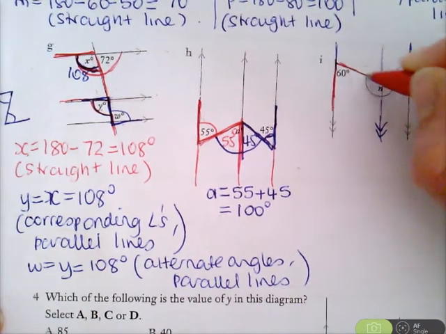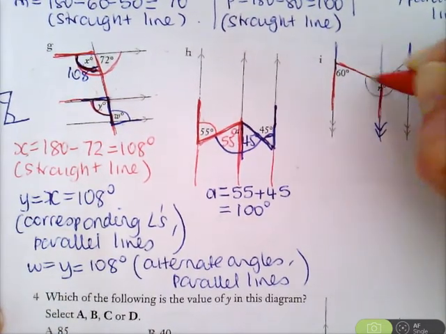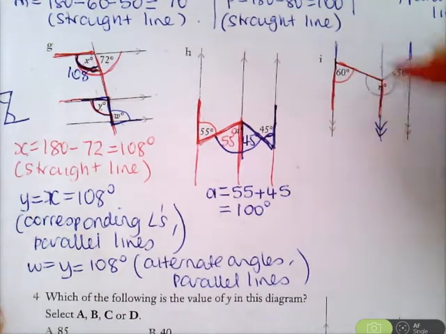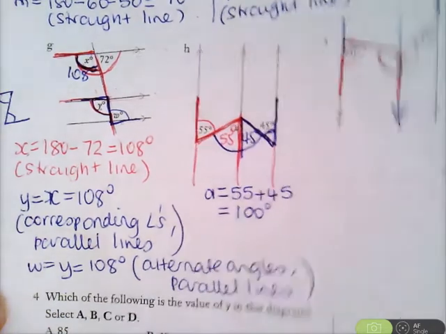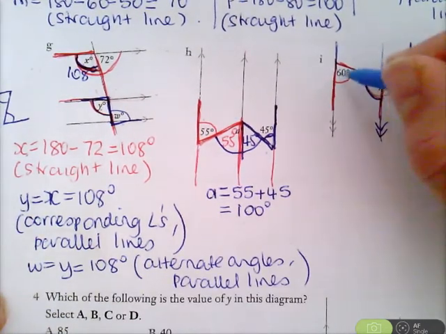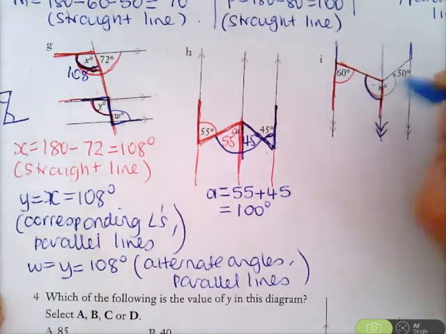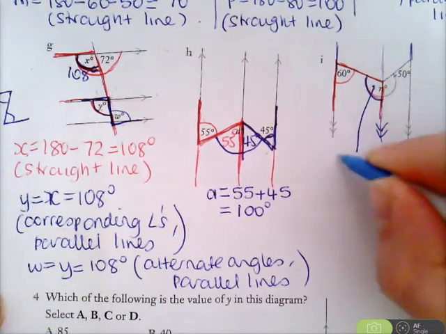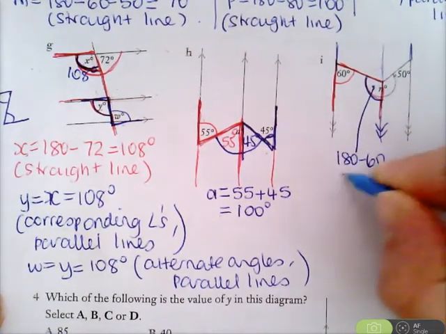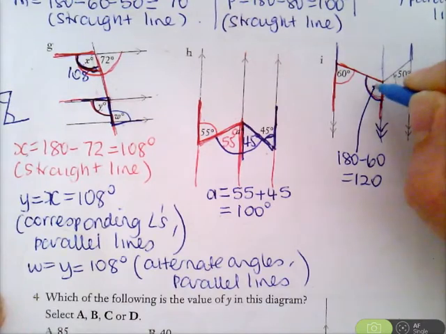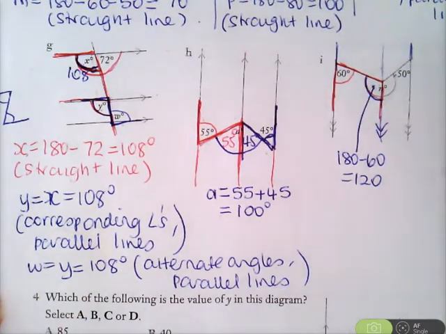I might do a C here. So I've got a C here, and 60 and this one make up the corners of the C. But girls, notice that this is acute and this is obtuse. So this bit in here is 180 minus 60, which is 120. So that angle in there is 120.